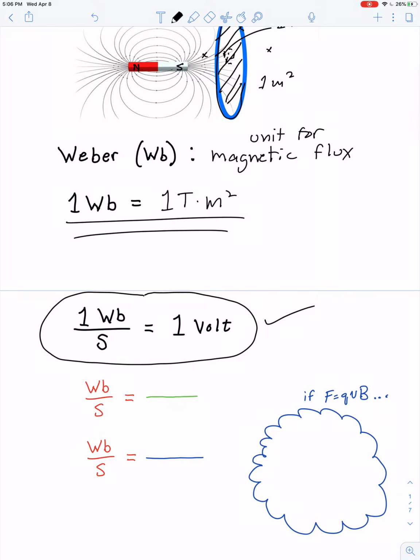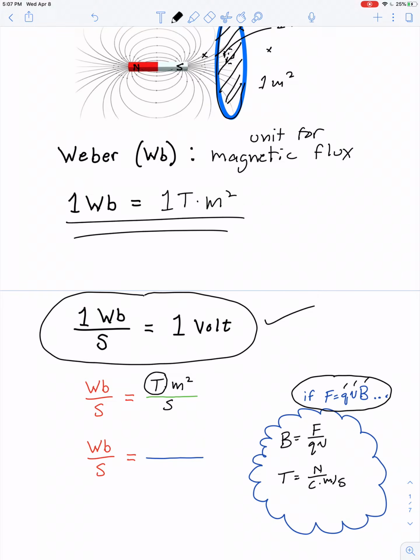Let's see, a Weber per second would be the same thing as a Tesla times a square meter divided by a second. So the question is, what the heck is a Tesla once again? So if this equation is true, one of the first equations we learned in our study of magnetism, that the force on a moving charge has to do with the amount of charge, the speed, and the strength of the field. If F equals QVB, then B would be equal to F over QV. So a Tesla must be equivalent to a Newton per Coulomb times a meter per second.